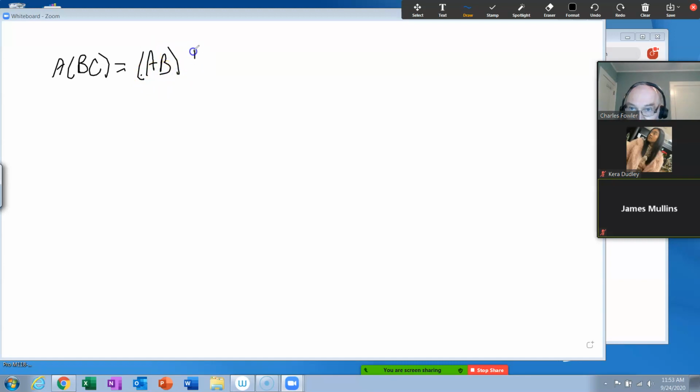Oh, and I forgot to write on the side what those were. This one is the associative property of, I would say, matrix multiplication. I don't like just calling it multiplication because matrix multiplication is not quite the same.